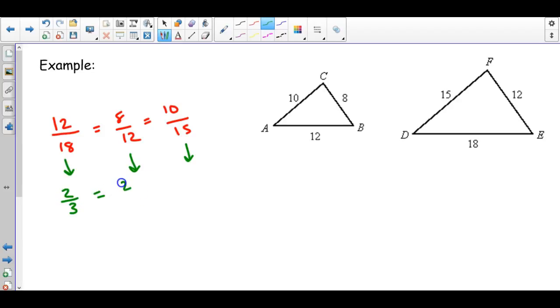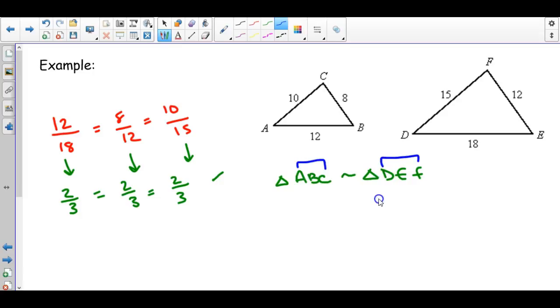8 over 12 is also 2/3, and 10 over 15 is also 2/3. Because these ratios are all the same, that means that triangle ABC is similar to triangle DEF. The order of these letters is really important. I could pick any two letters, so I could pick points A and C, and that would have to correspond to DF. Does AC correspond to DF? It does. That's why the order of the letters really does matter.